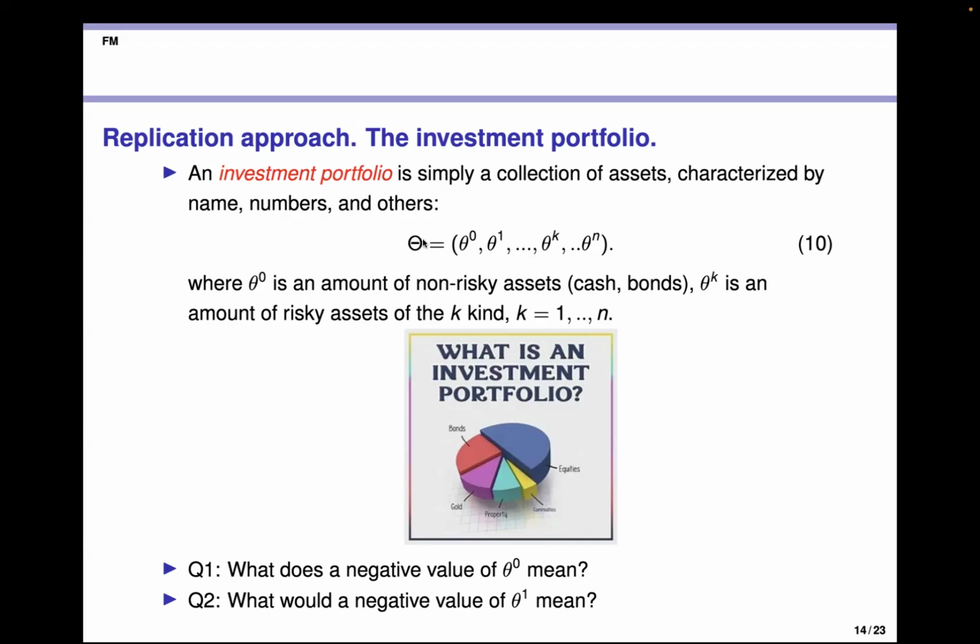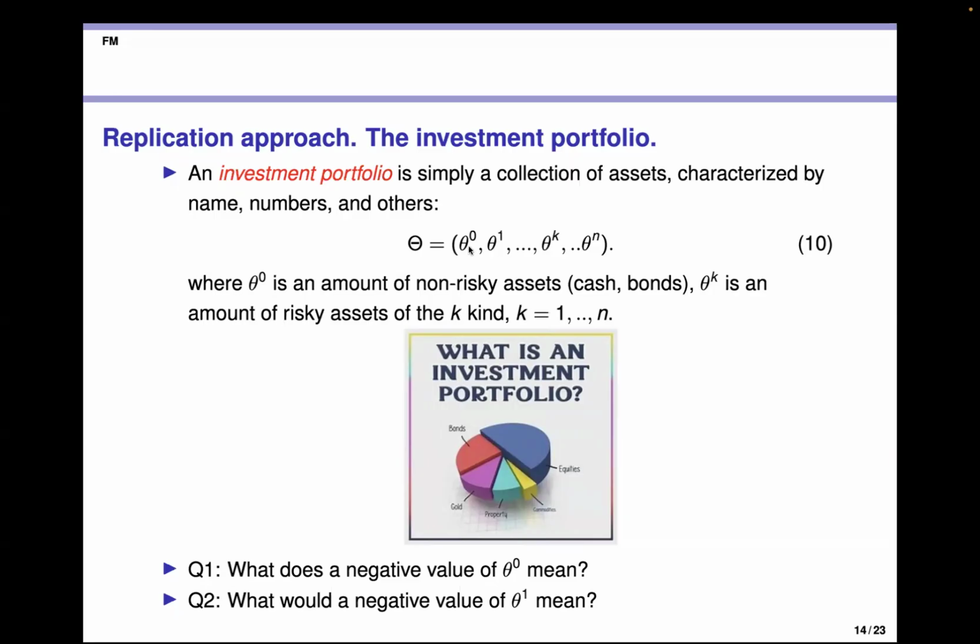An investment portfolio is simply a collection of assets characterized by name, number, and orders. You see formula 10, it is like a vector, yes, and you see that this vector has coordinates.